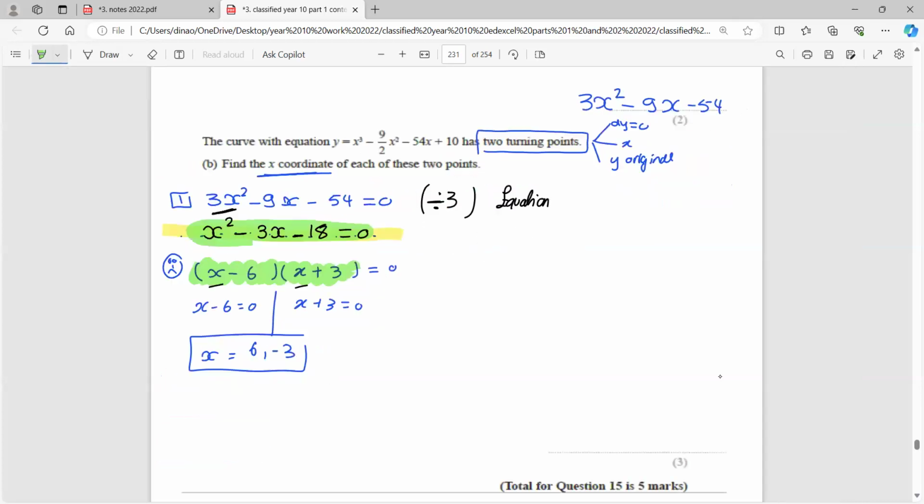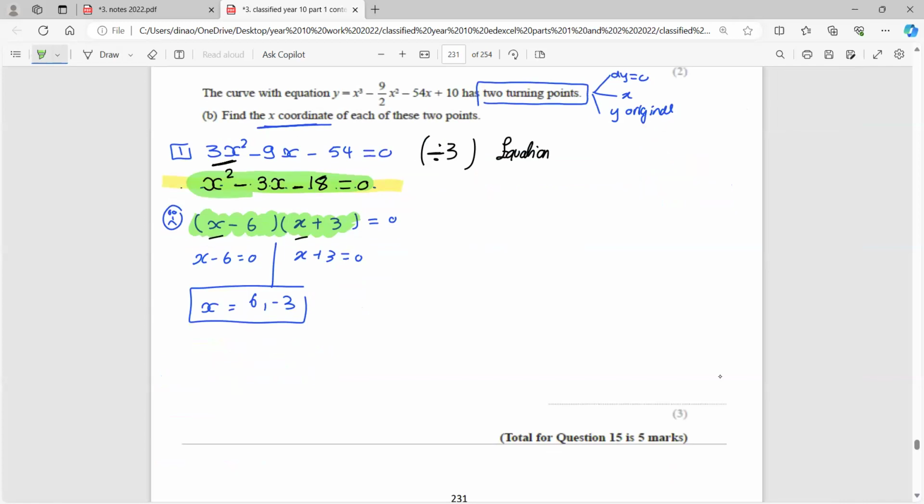So back to our differentiation. Differentiation equals 0. Why did we do that? Because it said here 2 turning points. The question says find the x of the 2 turning points. So my x's are 6 and negative 3. That's it, we're done.